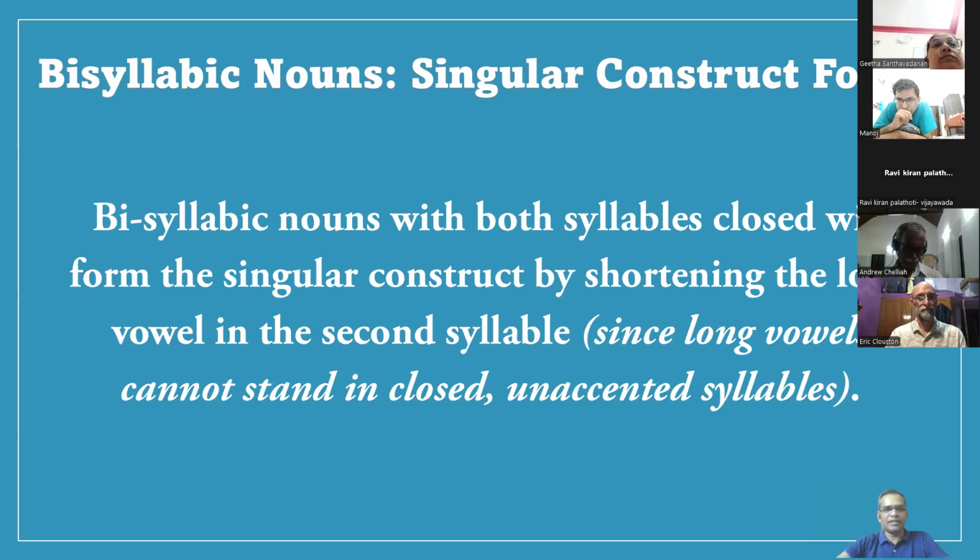Now the second one, bisyllabic nouns with both syllables closed. Davar: first syllable is open, second syllable is closed. Midbar: first syllable is closed, second syllable is also closed. So what will happen? Bisyllabic nouns with both syllables closed will form the singular construct by shortening the long vowel in the second syllable.